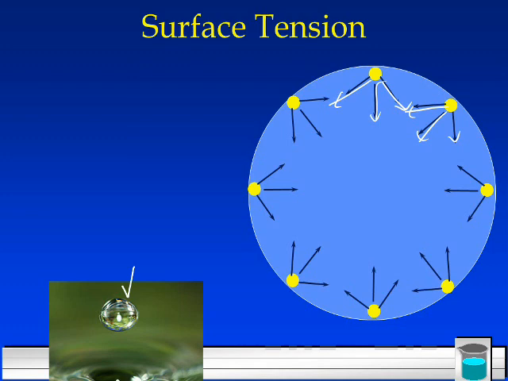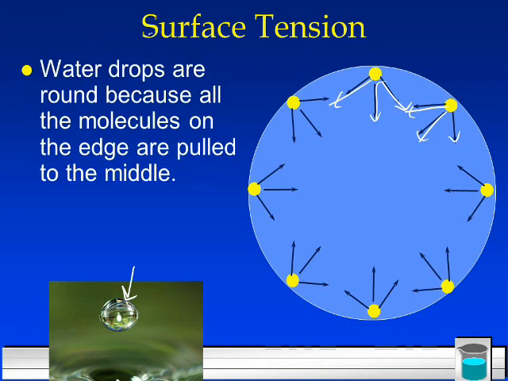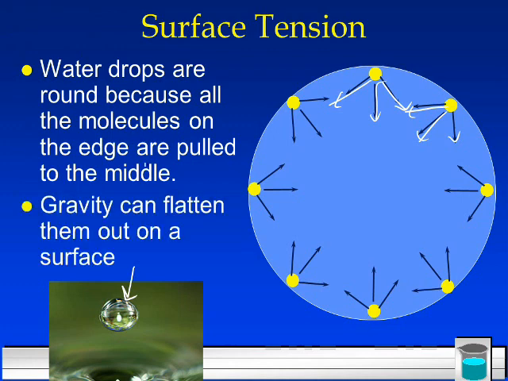And here's a real live picture of a sphere of water. So water drops are pulled around because all the molecules on the edge are pulled toward the middle. Gravity will flatten them out on a surface. That's why when you put a drop of water down, it's not a perfect sphere like that anymore. Just gravity will flatten it.